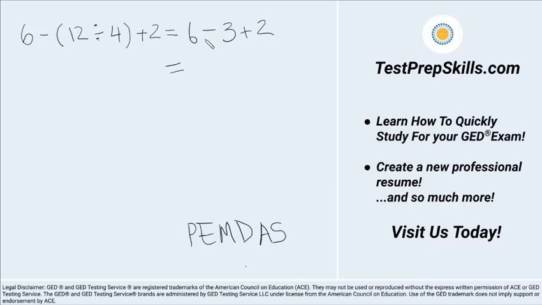Because the subtraction and the addition are on the same level, and I'm going to approach them from left to right. So when I move from left to right in my question, I come to the subtraction before the addition. So I am going to deal with the subtraction first. So this gives me 6 minus 3, which gives me an answer of 3. And then I'm going to add 2 to that. And this is the only operation I have left. So I can simply add 3 plus 2, and that gives me a final answer of 5.